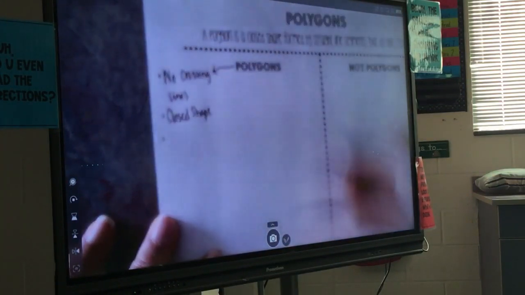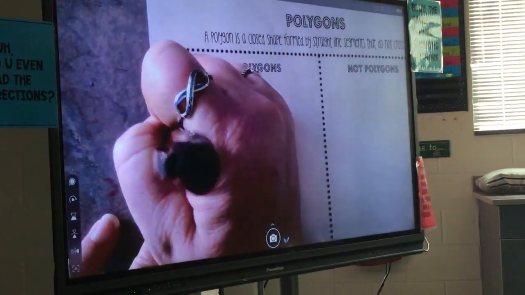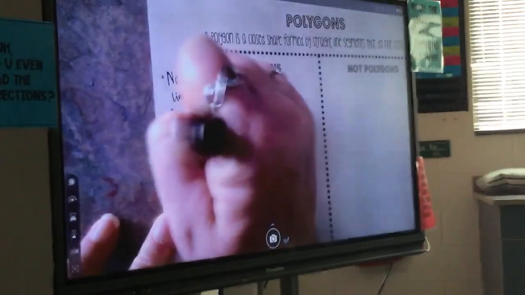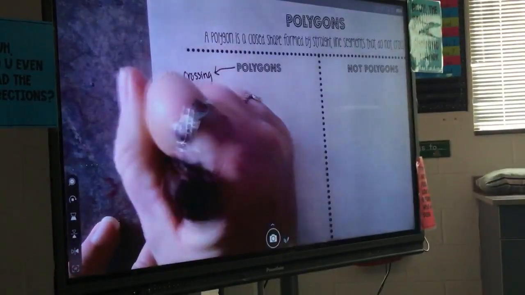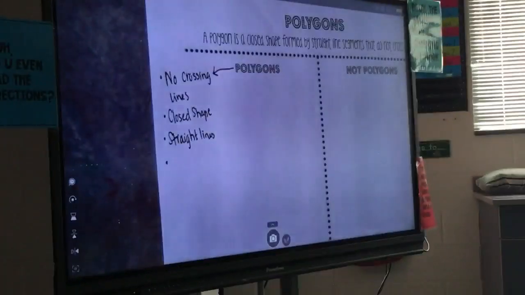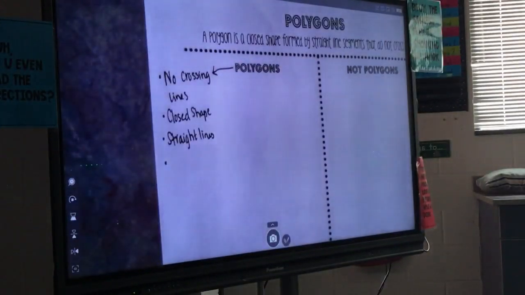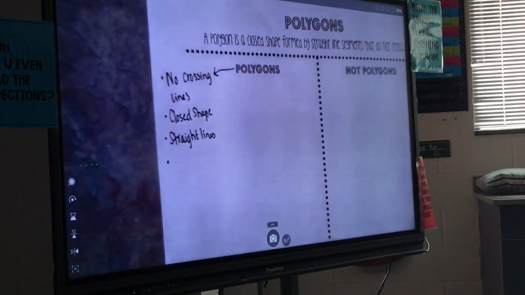Everly. It's formed by straight lines. Okay, so straight lines. All right, what's the big one though? We're missing a big one. So it's a closed shape, straight lines, no crossing lines, but it has to have at least what?